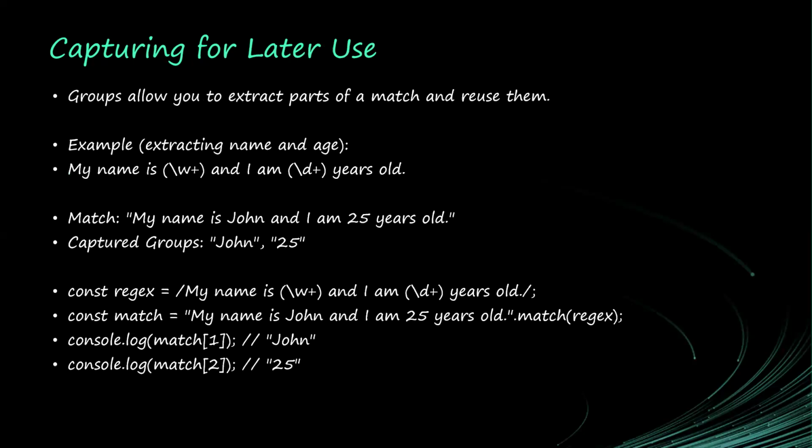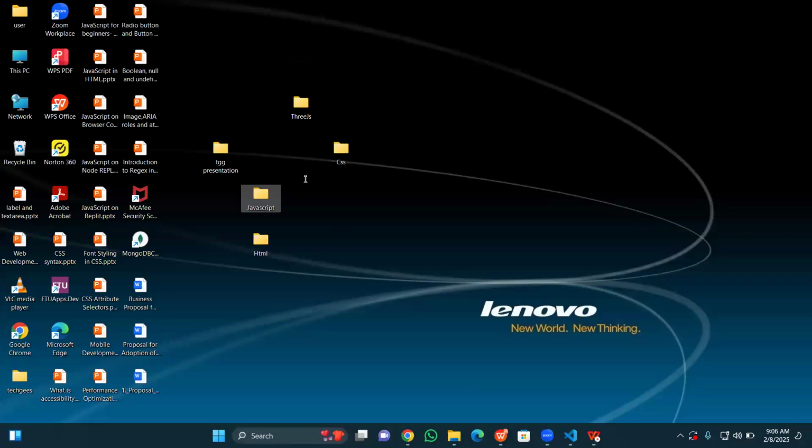So groups allow you to extract parts of a match and reuse them. When you extract them, you can now reuse them. So example is this. We want to extract name and age. So we have something like this: my name is John and I'm 25 years old. So we want to extract John and 25. We have a pattern that we are using, and we want to extract it and use it later on. So now let me show you. I'll come back to this slide, but let me show you this.